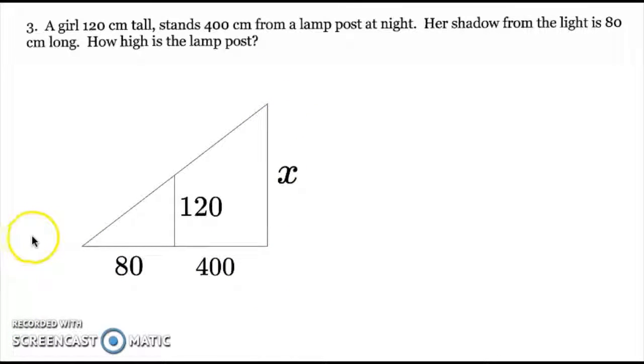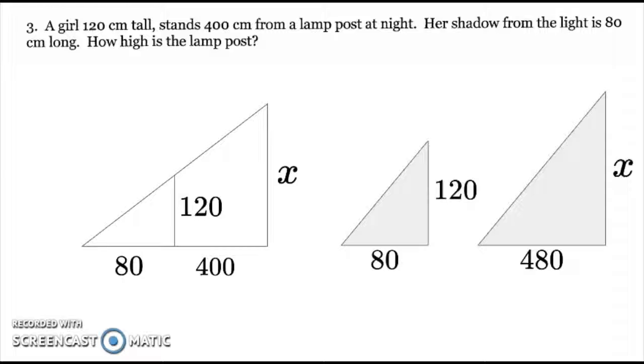So now we have similar triangles. We have this triangle here and this larger one here. So the smaller one is just 120 and 80 for the vertical and horizontal lengths. For the space at the bottom, for the larger triangle, you add 80 plus 400 and get 480. The height is still x. Now we set up our proportions. You'll have 120 over x equals 80 over 480.